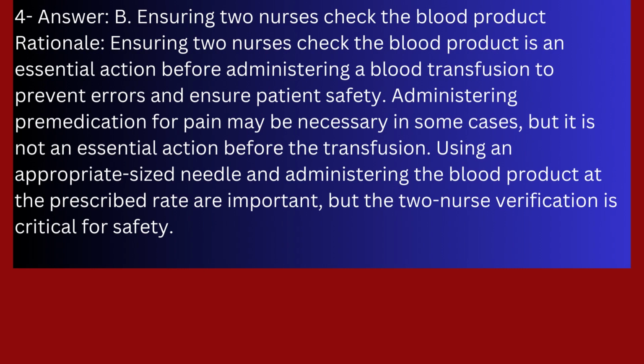Ensuring two nurses check the blood products is an essential action before administering a blood transfusion to prevent errors and ensure patient safety. Administering pre-medication for pain may be necessary in some cases, but it's not an essential action before the transfusion. Using an appropriate sized needle and administering the blood products at the prescribed rate are important, but the two-nurse verification is critical for safety.